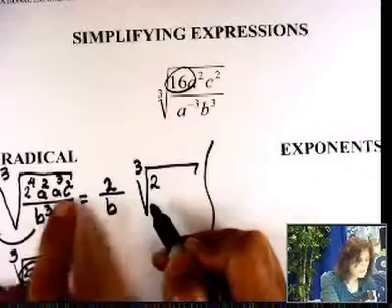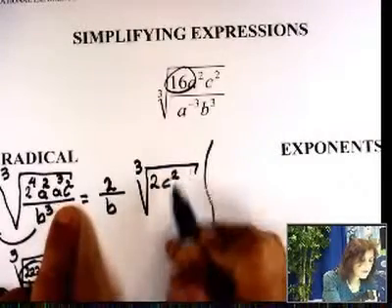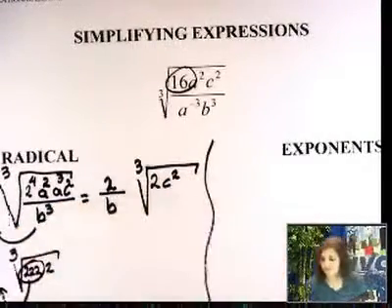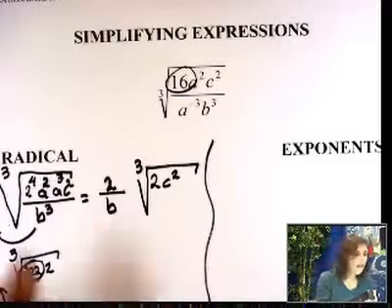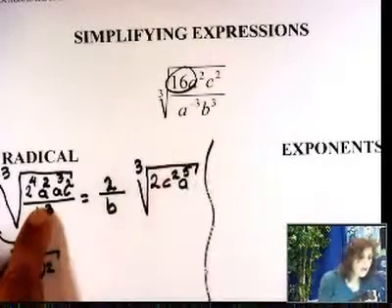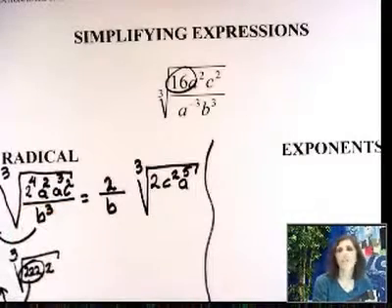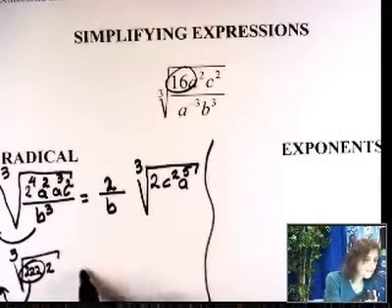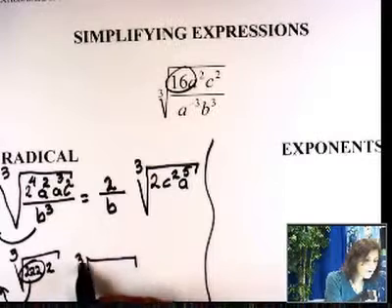I'll deal with the a's in a second. C squared is behind. And b came out. Alright. Now I will deal with the a. I have a to the 5th. What does that mean? Let's look at how a to the 5th works.